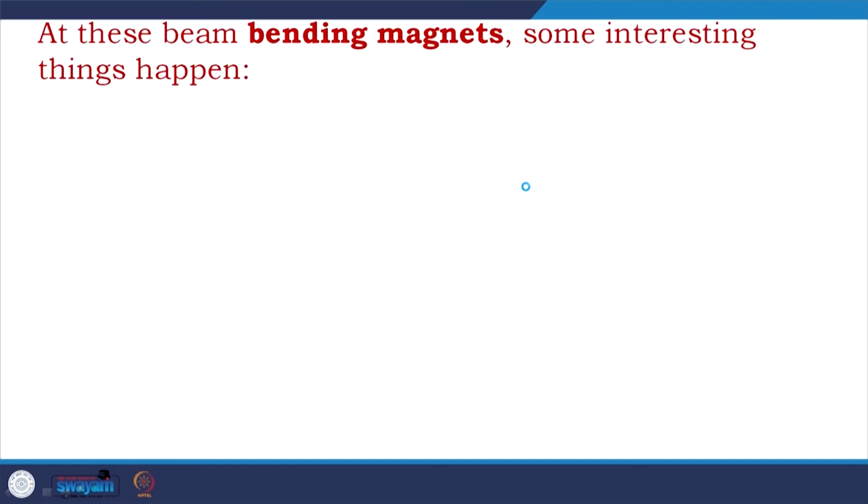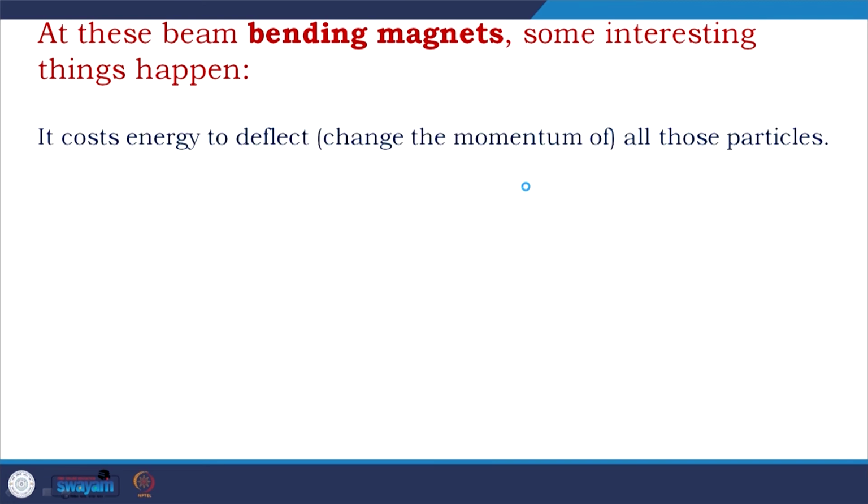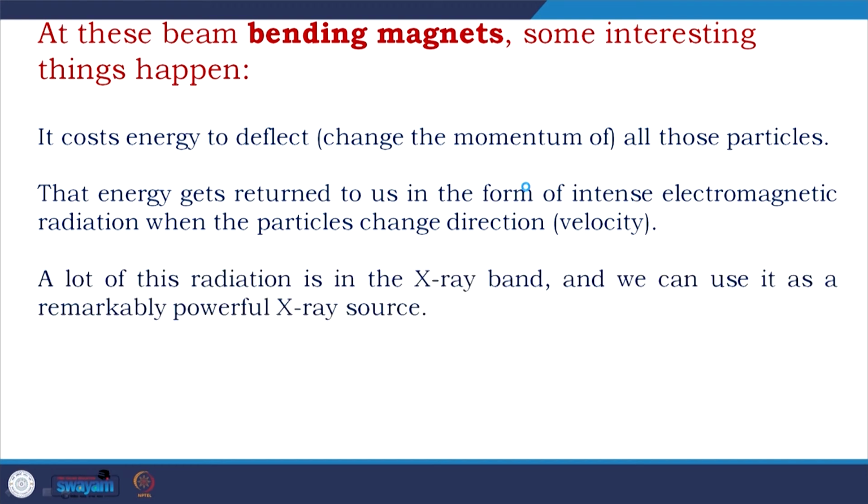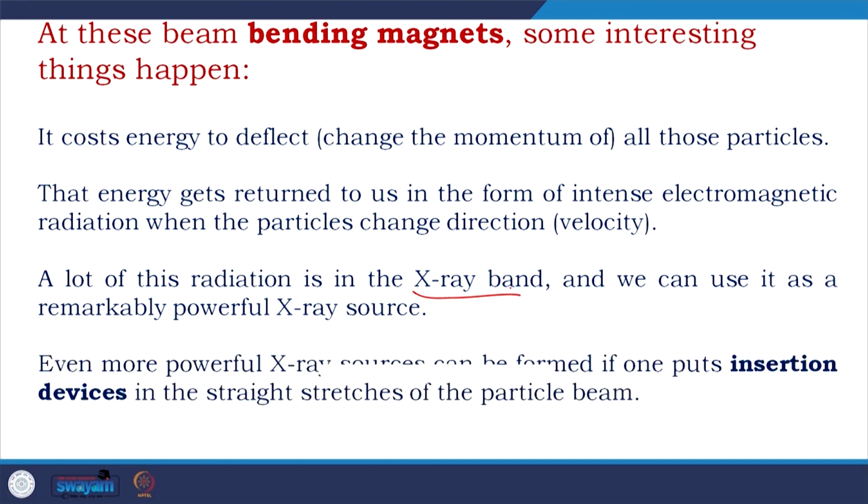At these beam bending magnets, some interesting things happen. It costs energy to deflect, to change the momentum of all those particles. That energy gets returned to us in the form of intense electromagnetic radiation when the particles change direction. A lot of this radiation is in the X-ray band, and we can use it as a remarkably powerful X-ray source.